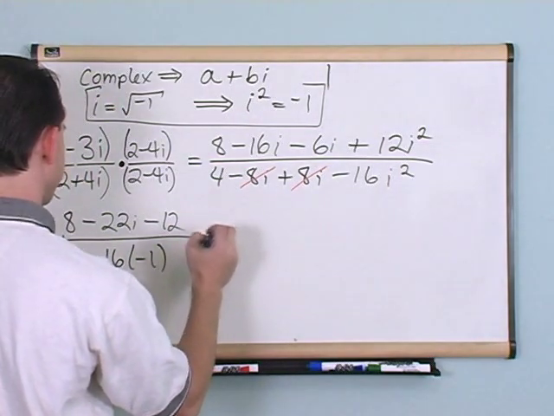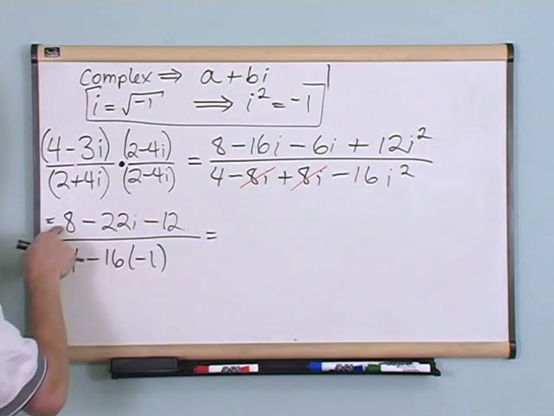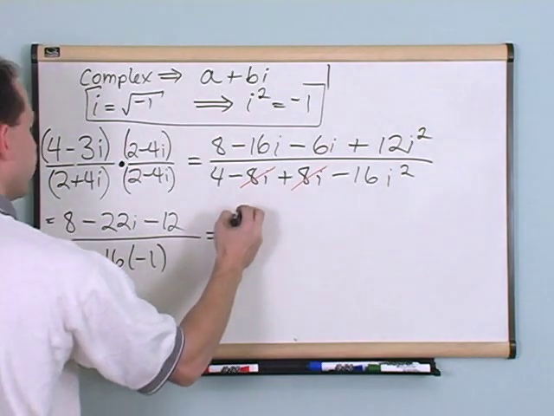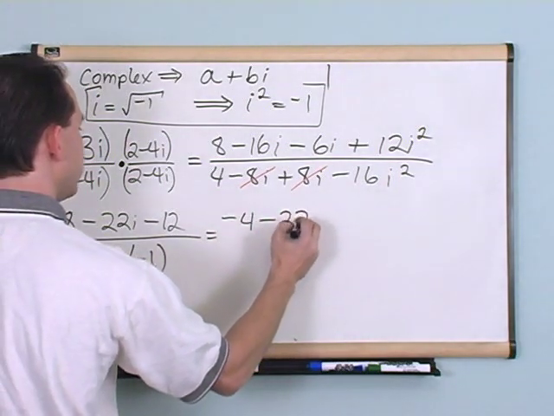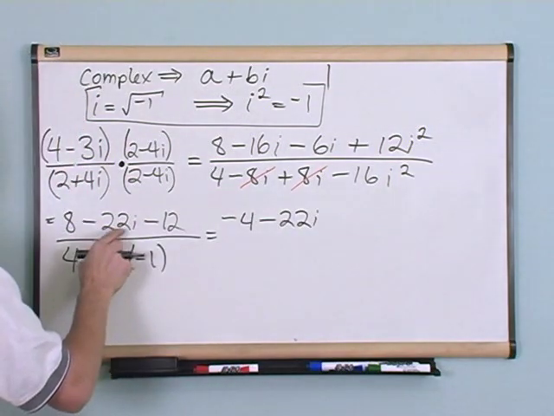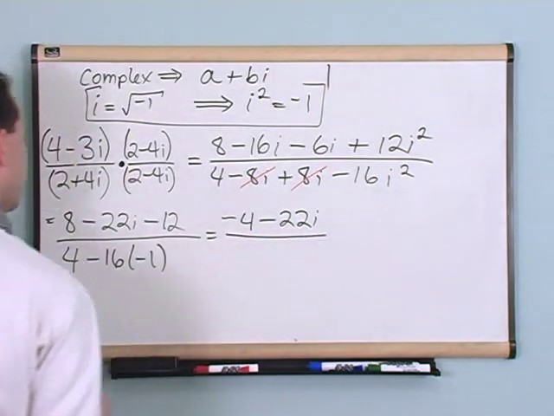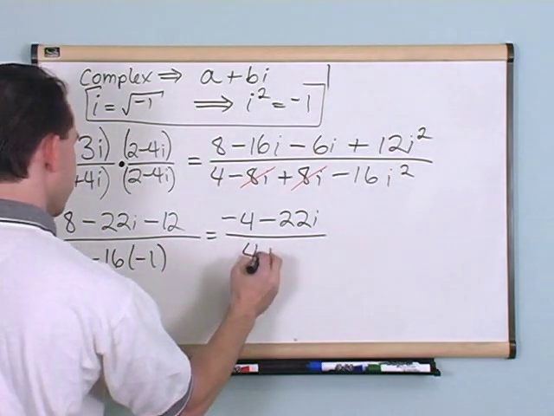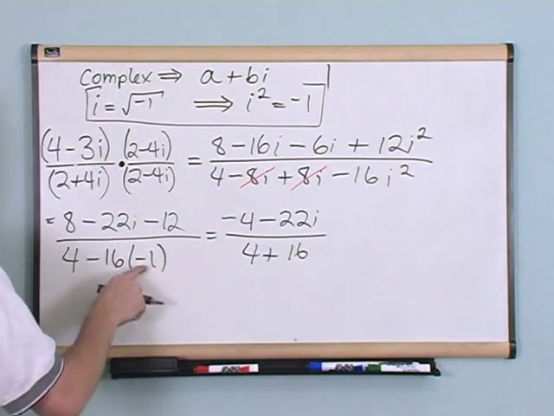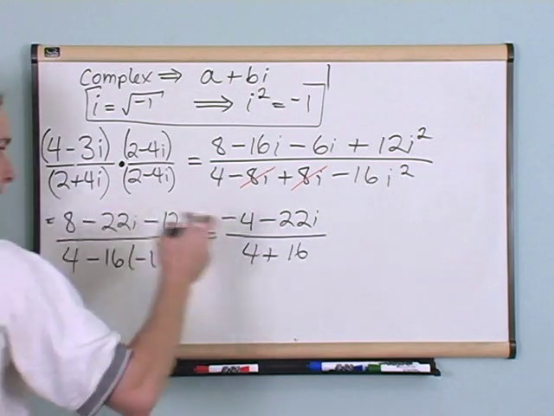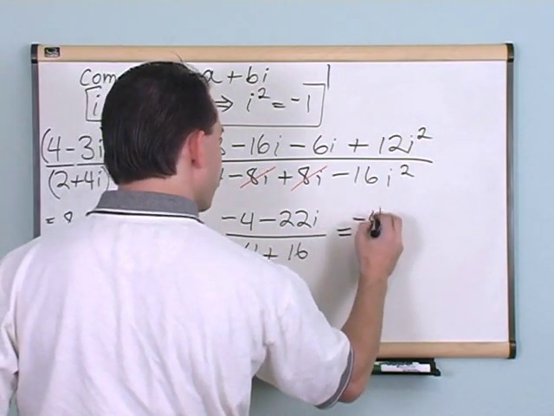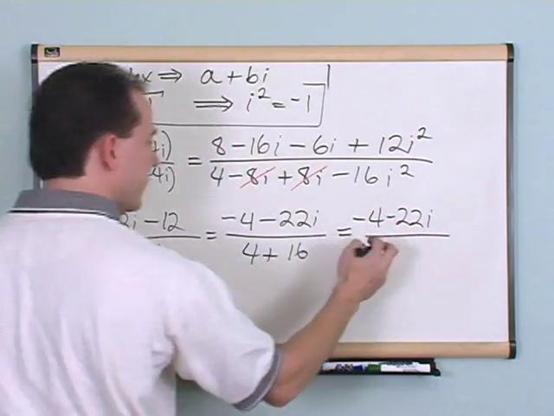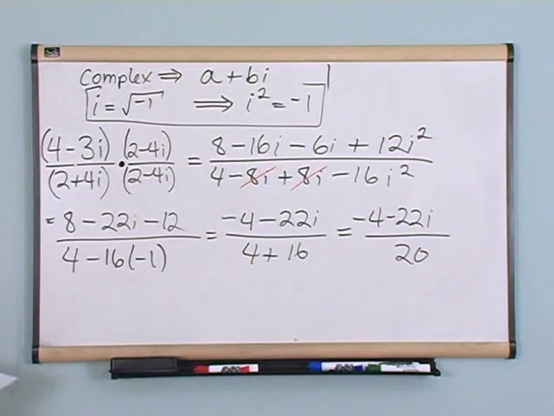So I'm going to group my real numbers here. 8 minus 12 is -4, minus 22i. I just added these terms together, and I got -22i. Okay? And then on the bottom, what I really have is 4 plus 16, because negative times negative gives me a positive here. And so in the end, I've got -4 minus 22i over 4 plus 16, which is 20. Okay?